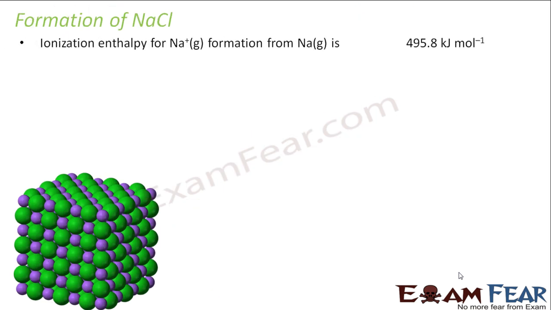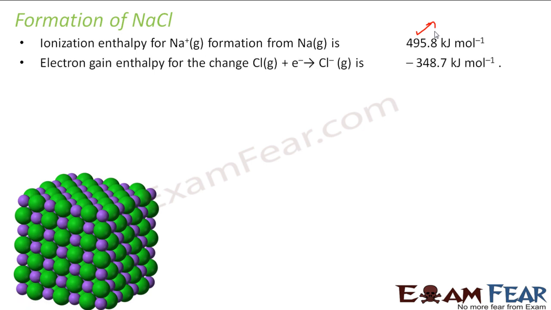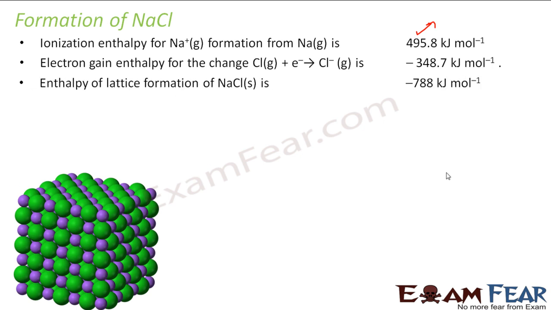Let's take the formation of NaCl. So ionization enthalpy in this case means that to become Na plus, it needs 495 kilojoule per mole. Electron gain enthalpy is this much, that means it emitted this much energy.